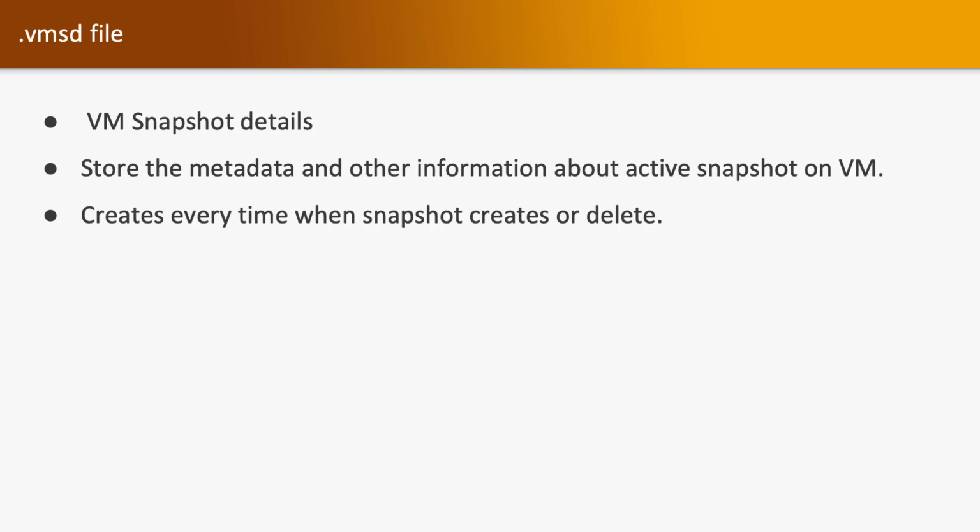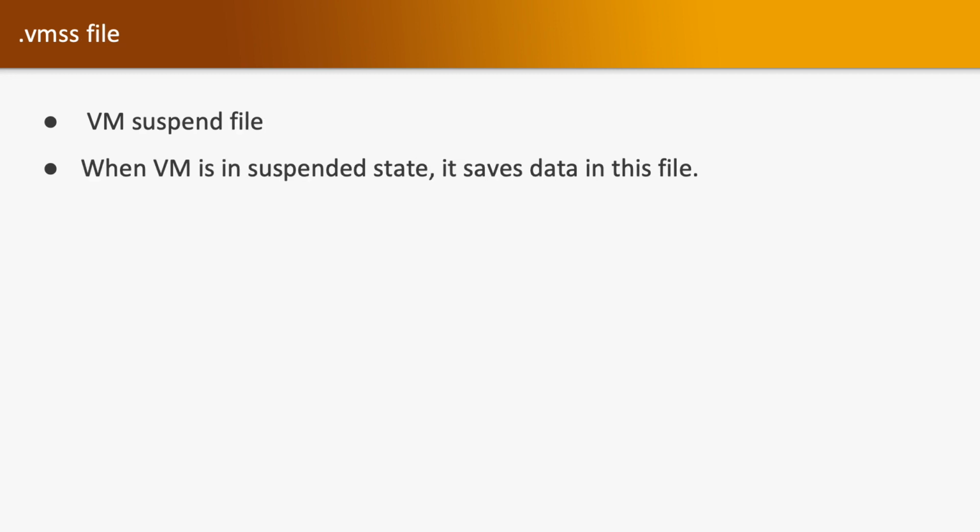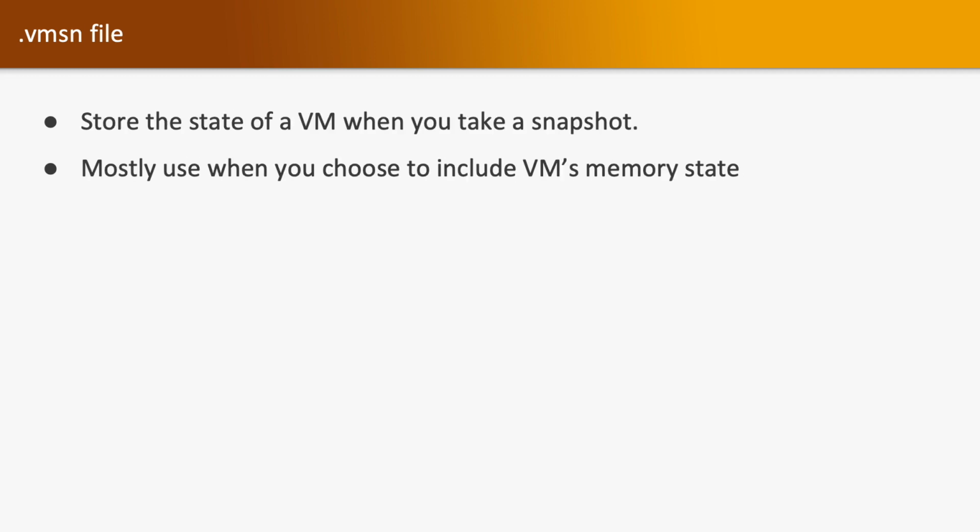.vmsd file. It is the virtual machine snapshot details file, and it stores the metadata and other information about the active snapshot on the virtual machine. It is updated every time you take or delete a snapshot. .vmss file. It is the virtual machine suspended file. When your virtual machine is in a suspended state, it saves the data in the .vmss file.